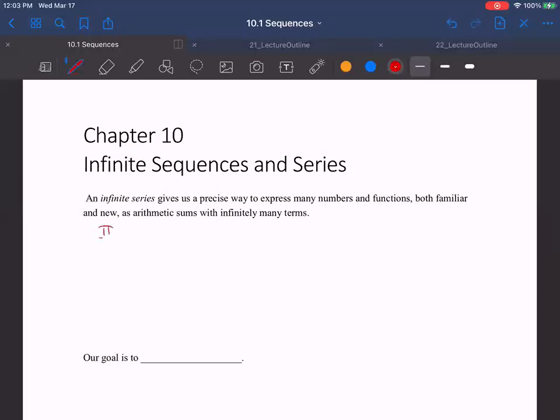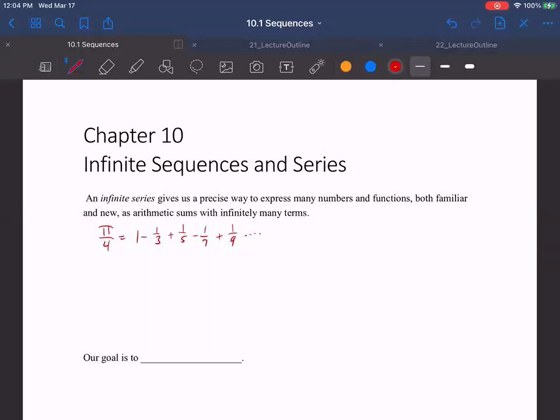we can see that pi over 4 will actually equal 1 minus 1/3 plus 1/5 minus 1/7 plus 1/9, and you can continue on in that same fashion, going on the odd integers in the denominators and alternating your signs with plus minus like that, and you will find that it is pi over 4.